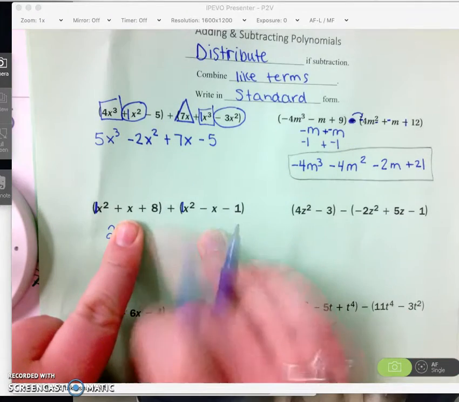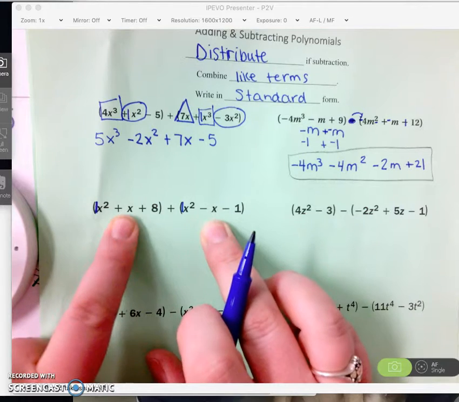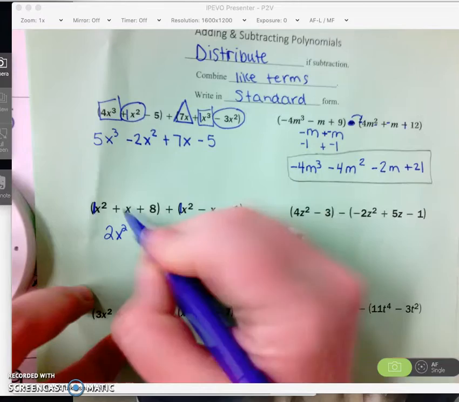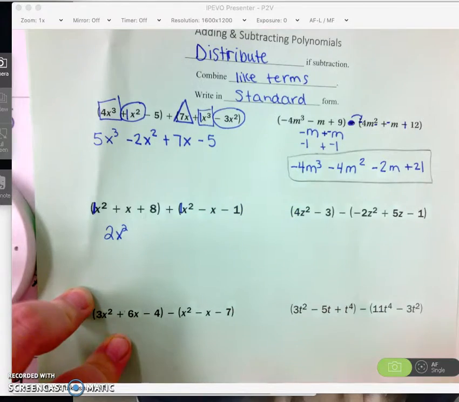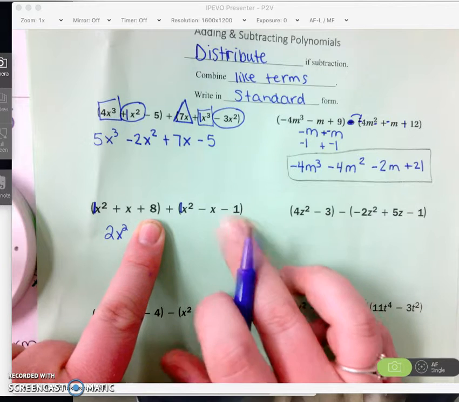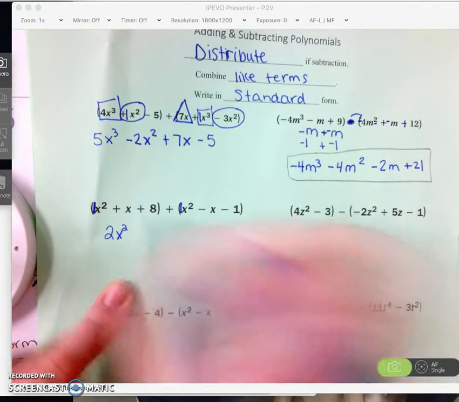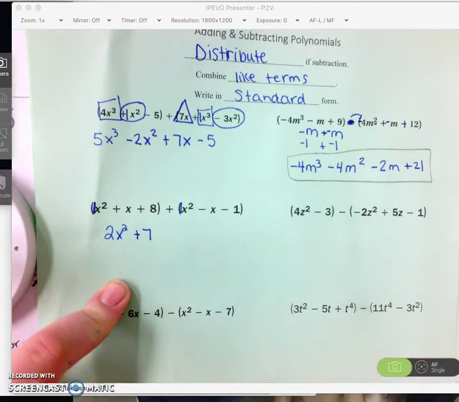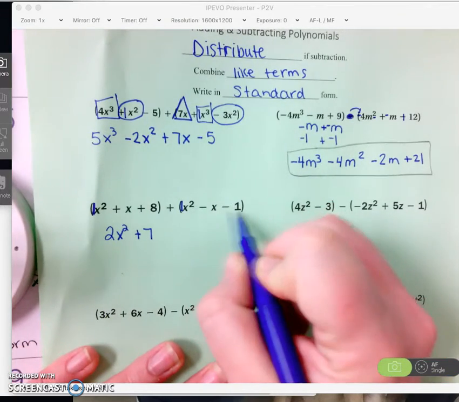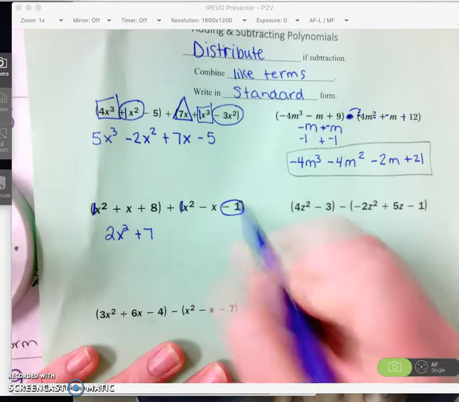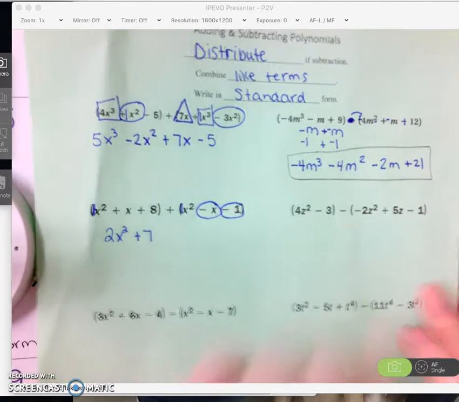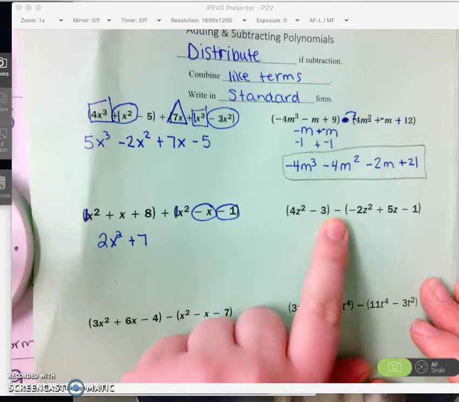Again here, x plus a negative, or x minus x. That goes away. It becomes 0, because 1 minus 1 is 0. Then 8 plus minus negative 1, or 8 minus 1, is positive 7. Okay, so here we have to just remember, like, this 1 is negative. This x is a negative. So we have a negative or a subtraction here.